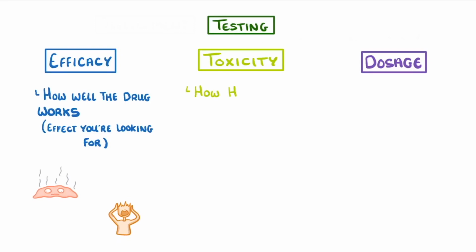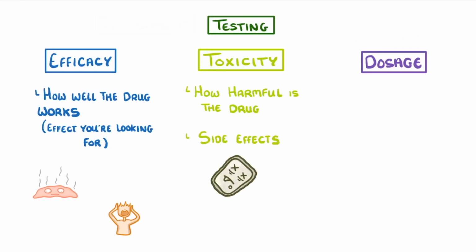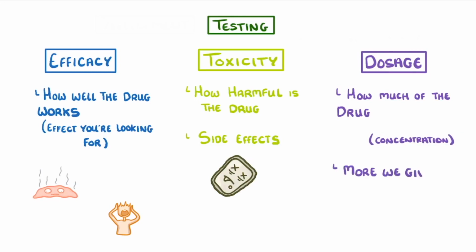A drug's toxicity, meanwhile, is how harmful is it? For example, does it damage our cells or have any side effects? Dosage refers to how much of the drug or what concentration of the drug should be given. Generally speaking, the more drug we give, the more effective it's going to be. But it will also cause more side effects.